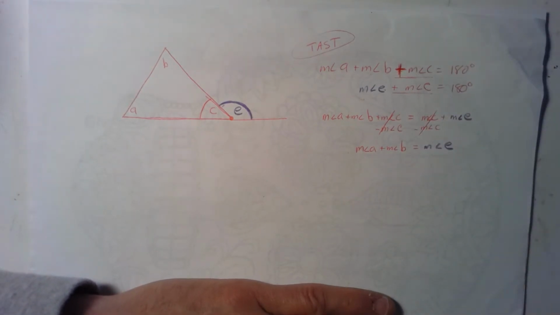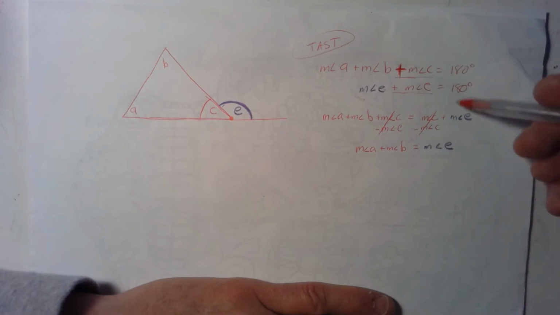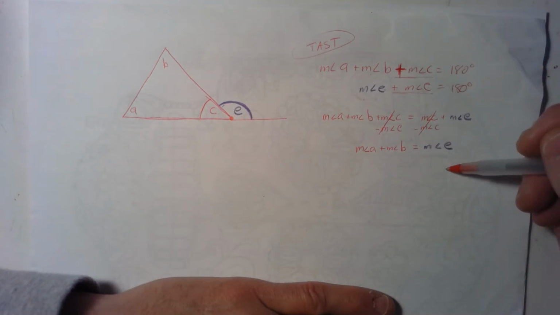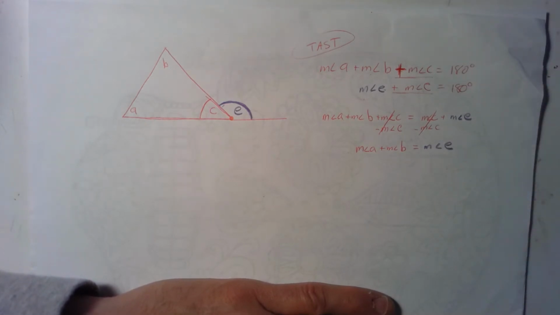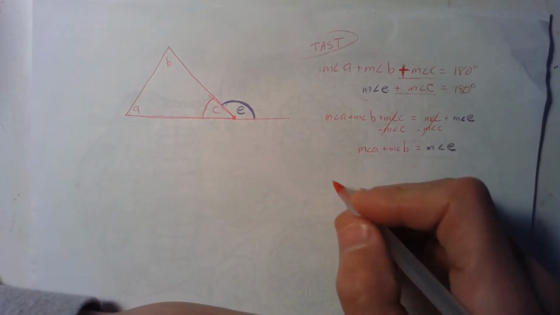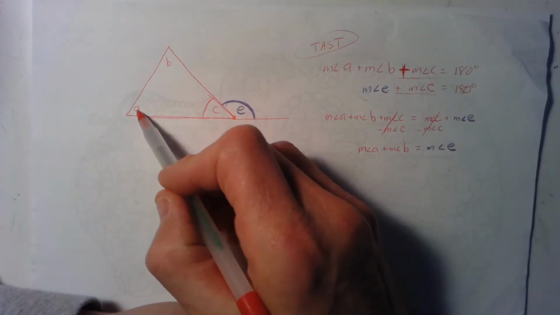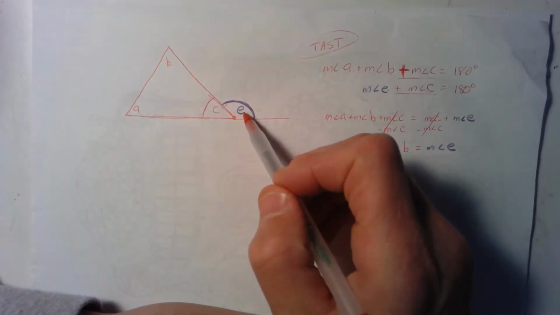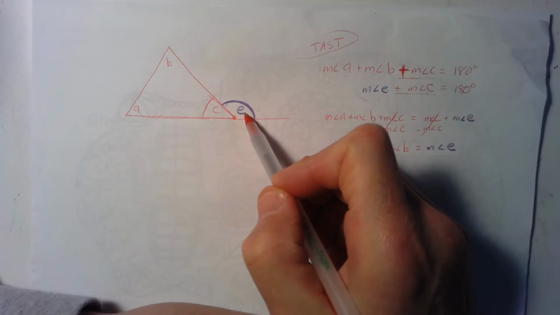So why is that important in this situation? Well, I wanted to show you where the relationship comes from that you took notes on before, which is the triangle exterior angle sum theorem, or TEAST, which is another horrible word. But basically what it means in this situation is that the measure of angle A plus the measure of angle B equals the measure of angle E, the exterior angle.